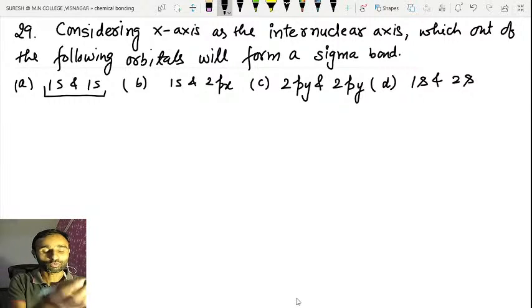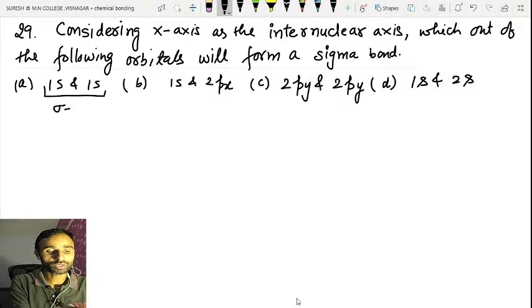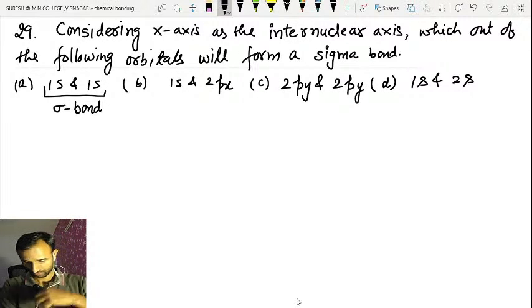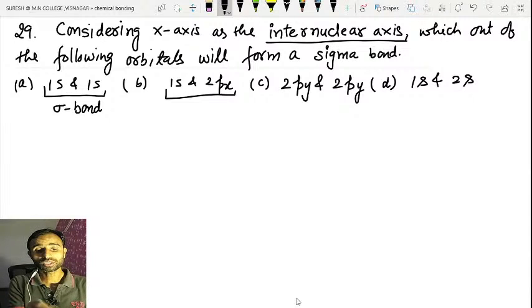The 1s is non-directional. So 1s with 1s, there is always formation of sigma bond. And 1s when it is along with 2px, that is, x axis is the internuclear axis. That means this dumbbell is along the x axis. So obviously there is a formation of sigma bond.